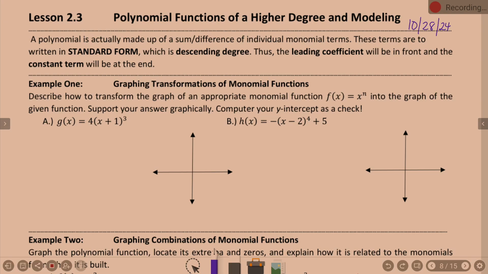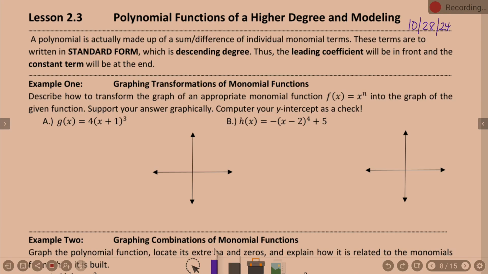A little bit of vocabulary here. A polynomial is actually made up of a sum or difference of individual monomial terms. Okay. Think about these like x plus 1, multiplied out. There'd be the x cubed term, an x squared term, an x term, a constant term. Okay, that's what we're talking about with polynomials. These terms are to be written in standard form.